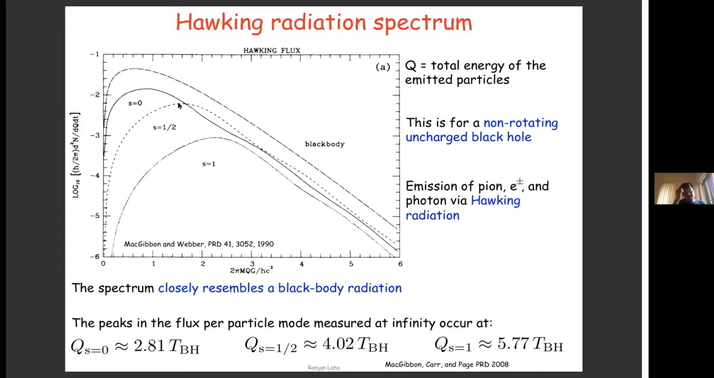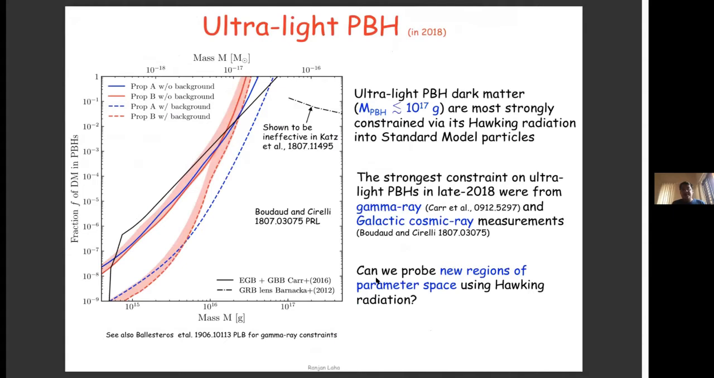From this plot, you can also figure out the energy at which all of these fluxes peak. For example, if you have a spin 0 particle, the peak is roughly at 2.8 times the temperature of the black hole. For spin half, it's 4 times the temperature of the black hole. And for spin 1 particles, it's 5.77 times the temperature of the black hole. So that means if you have a black hole of mass MBH, you can calculate the temperature TBH, and you can figure out the energy range in which its particle emission will peak, depending on the spin of the particle.